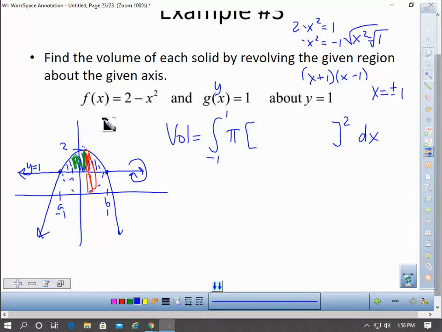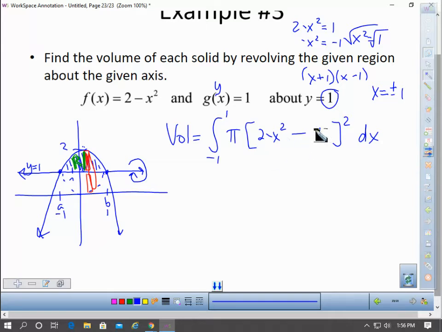So the top curve is the parabola, so 2 minus x squared. And then I'm going to subtract the bottom curve, which you notice is our axis. And the bottom curve is y equals 1. So we're going to subtract 1. So top curve is the parabola minus the axis, which is 1.